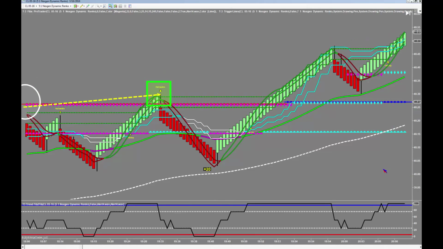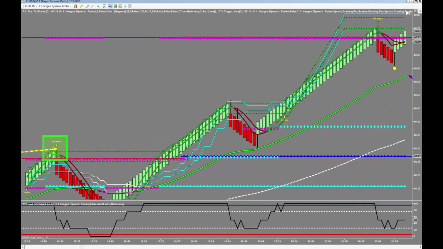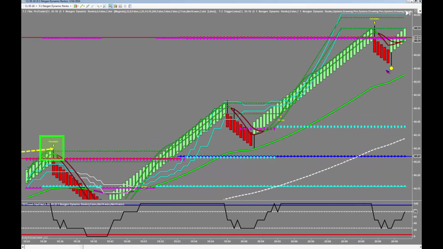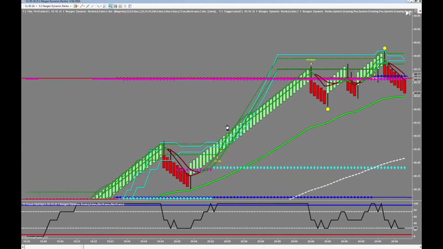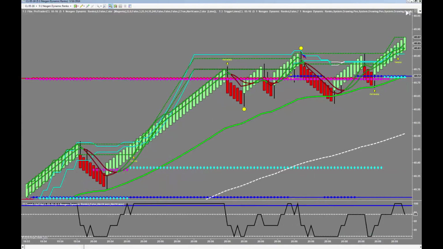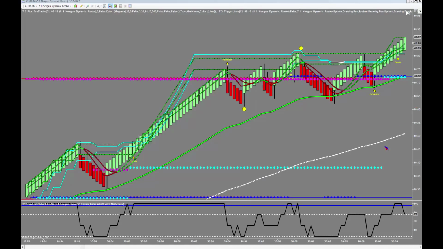Let's keep going. Granted, this is way deep overnight. We get to resistance. Obviously, our synthetic triggers are way beyond the resistance, so we're not looking for short trades. Do you guys agree with that? We've already set up the rule. Synthetic triggers can't break the fibs by a whole bunch, or else we're going to keep going up.